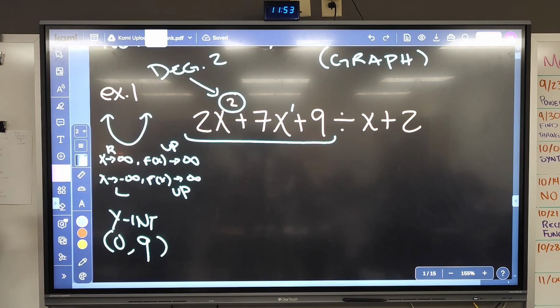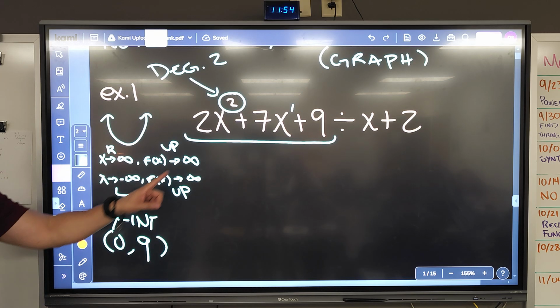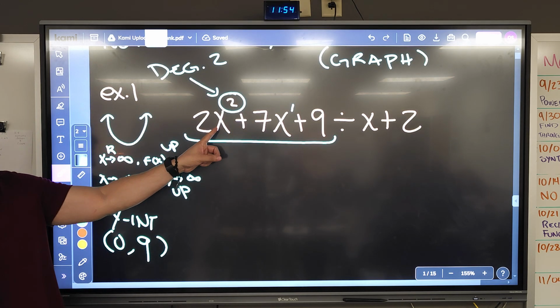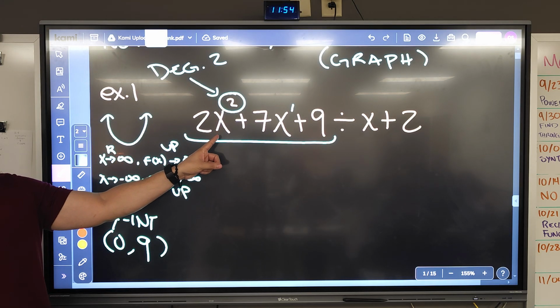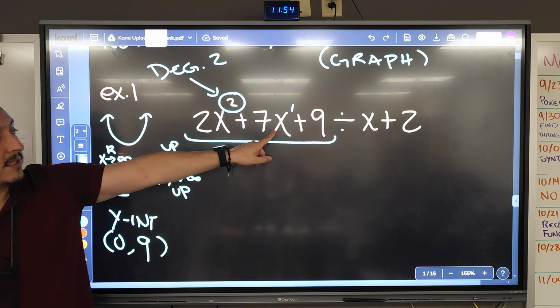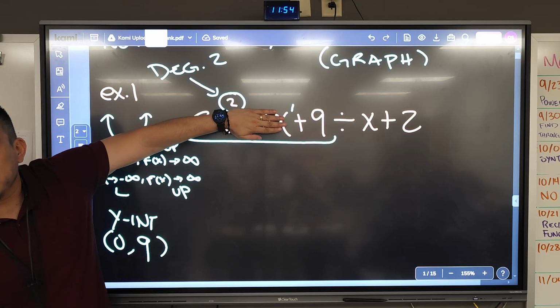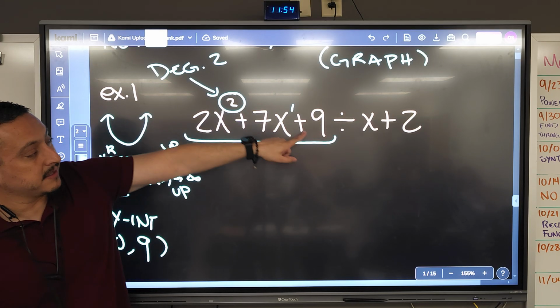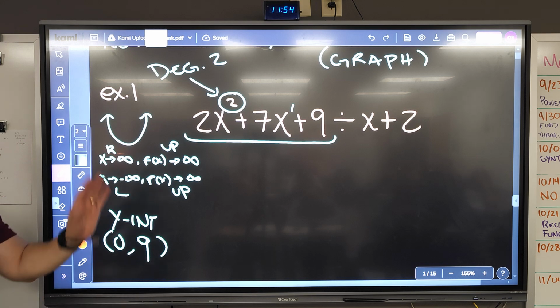So for all y-intercepts, no matter what equation, no matter the form, you plug a 0 into the x. So check this out. 0 squared is 0. 0 times 2. So that cancels out. 0 plus 7. 0. So the only thing left is 9. So that's not part of the equation.